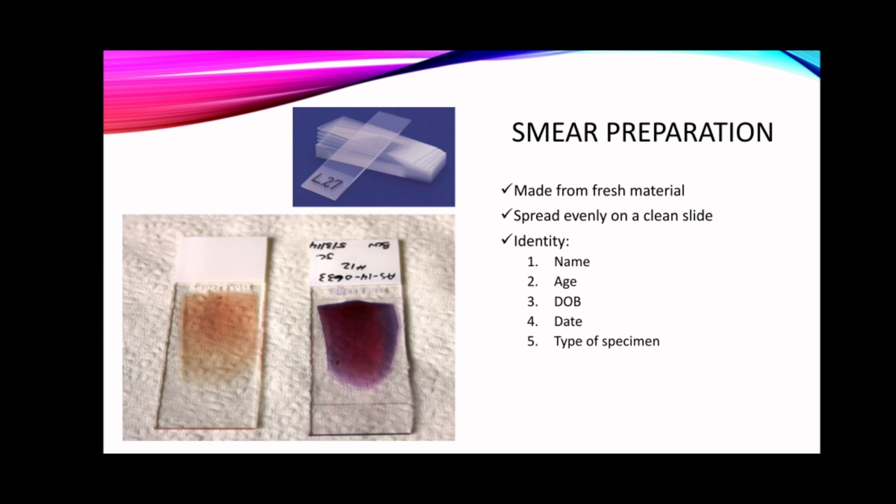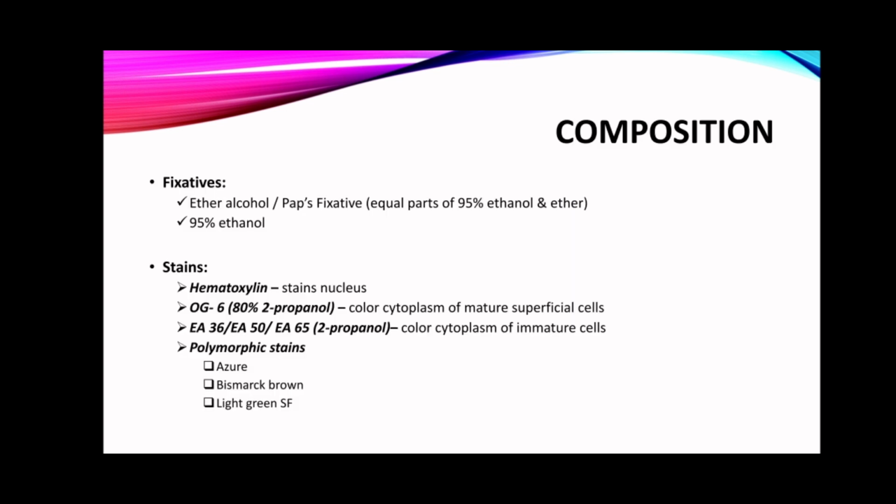Since we're done with the proper location on where the specimen must be collected, the types of specimen to be collected for pap smear, we also know already the different equipment, materials, and instruments used to collect the target specimen. Let's know the composition of the pap smear staining procedure. There are actually two fixatives that we can use alternatively if one is not available. So we have ether alcohol or the PAPS fixative and the 95% ethanol, which is the one commonly used. But this PAPS fixative, class, or the ether alcohol, is considered to be the best fixative for pap smear.